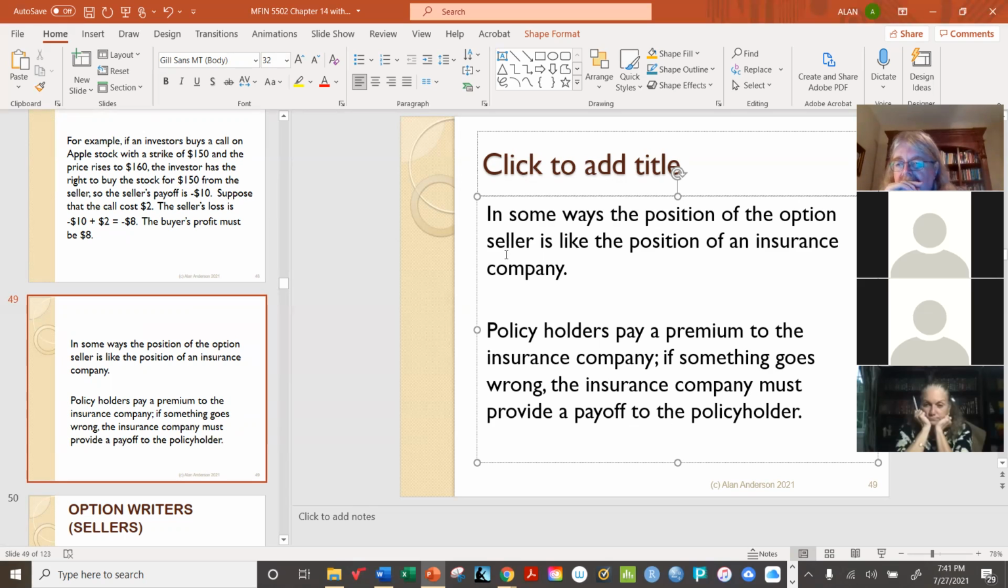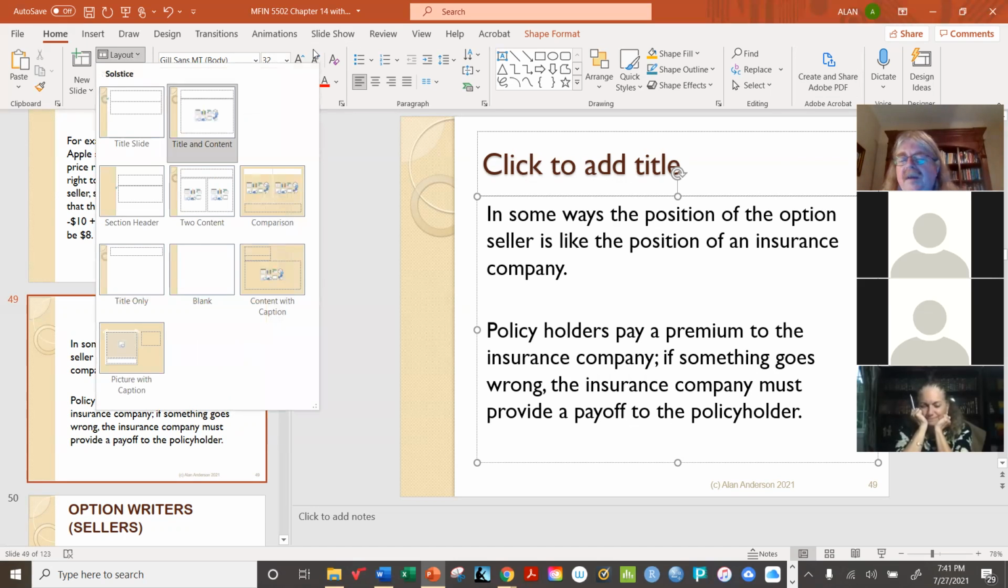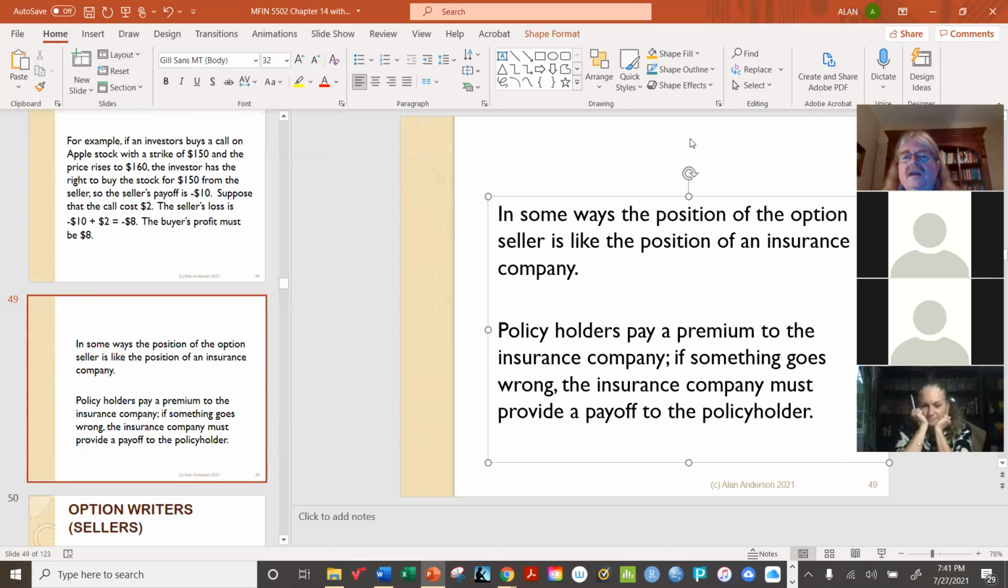So in other words, you know what the insurance company is doing? They're saying, listen, I'm collecting all these premiums. I'm hoping that I never have to make any payoffs, that the policyholders are very careful drivers or very healthy people and I never have to pay them any money.